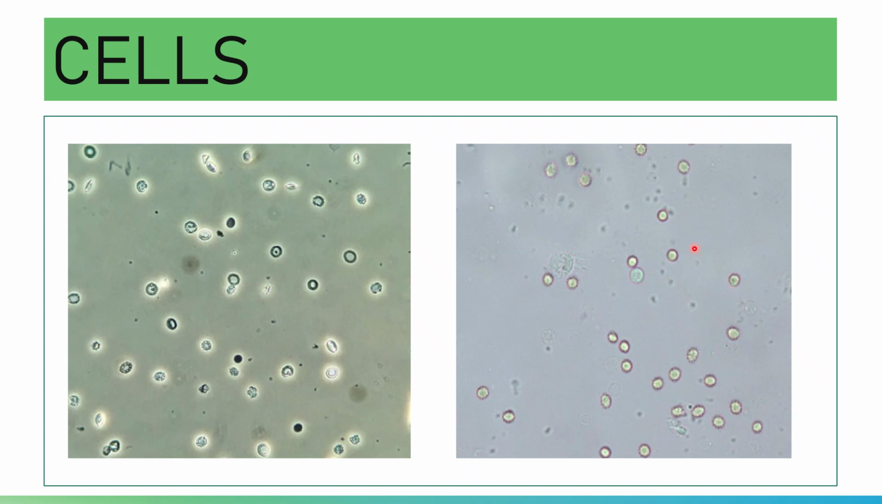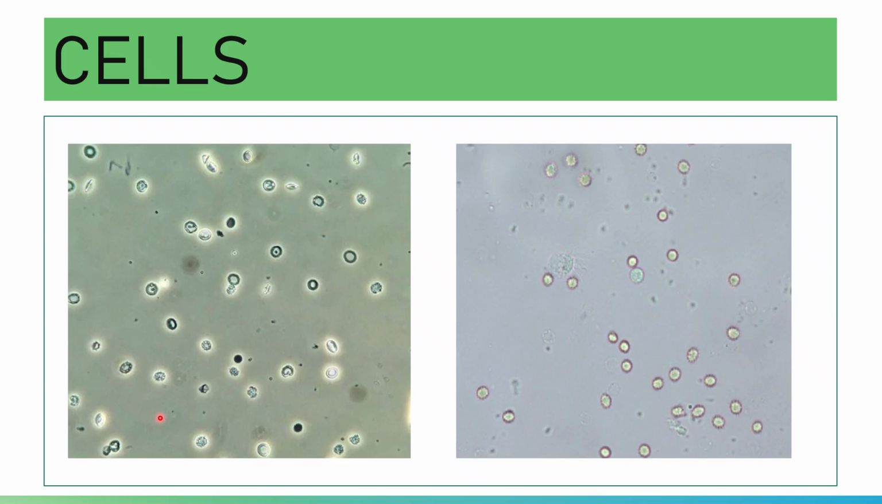The other cells are normal, normally appearing. Here you have your crenated and normally appearing red cells. This one is normally appearing, and the biconcave disc is seen here. And these ones are crenated red cells.